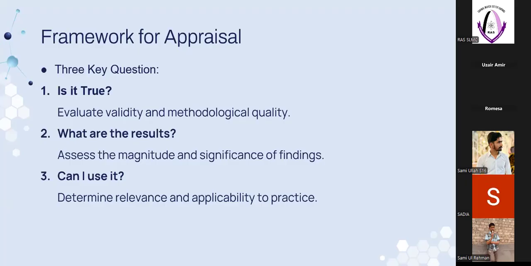Why? Because a 5 mmHg blood pressure change will not hold clinically significant. So, when we are studying the results, we need to assess the magnitude and significance of the findings, whether they actually are clinically significant or not. This is the exact difference between a good article and a bad article. And next is, can I use it?